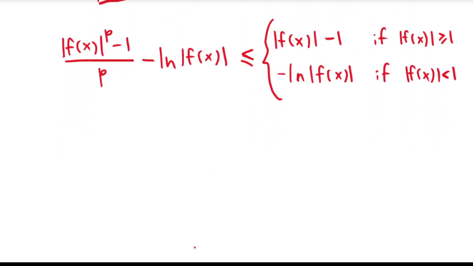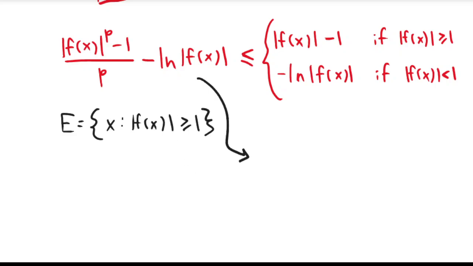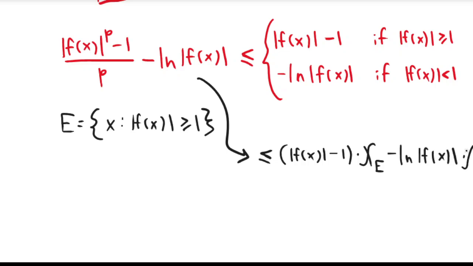So another way to say this is that if you let E be the set of points for which absolute f of x is greater than or equal to 1, then you can say that this expression here is no larger than what? Well, it's no larger than absolute f of x minus 1 times the characteristic function of E, and then minus natural log absolute f of x times the characteristic function of E complement. Great.